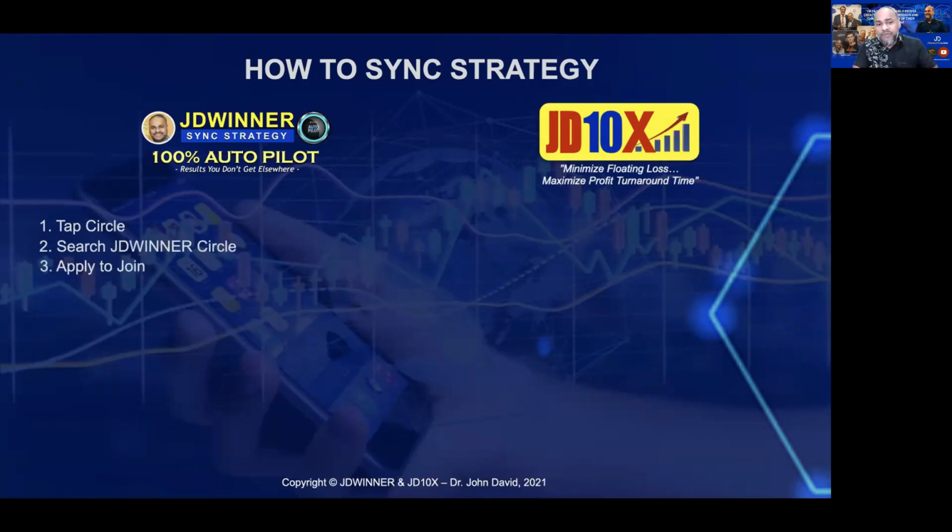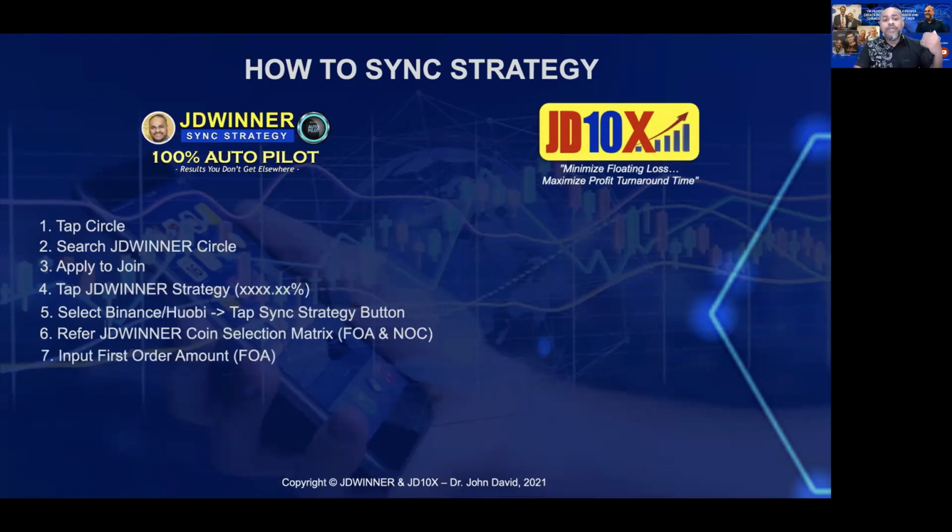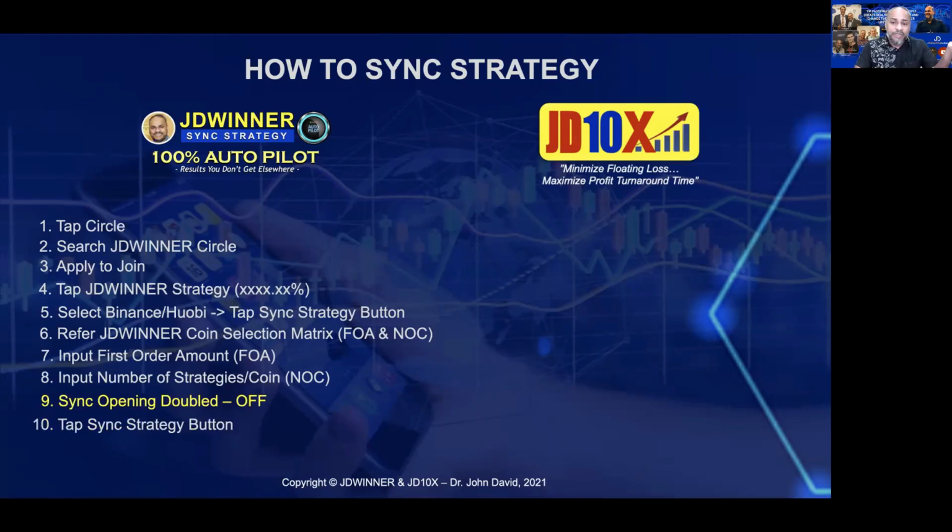So for JD Winner, same thing, all right? You tap the circle and then you search for JD Winner circle, you apply to join, and then you tap on JD Winner strategy, look at the percentage, right? You see the percentage, you tap on the percentage, and then you select either Binance or Huobi, and then you tap on the Sync strategy button, and then you refer to the coin selection matrix for the first order amount and the number of coins. And then you input the first order amount, you input the number of strategies, Sync opening double is off. Okay, this is the main difference. And then you tap on the Sync strategy button.